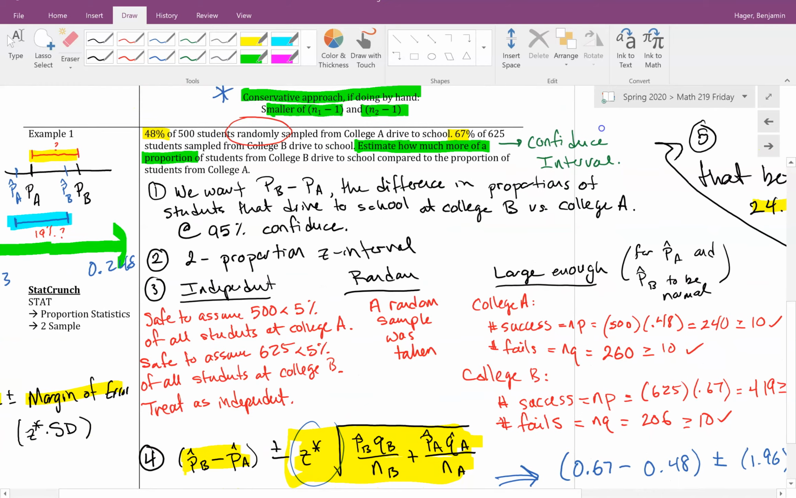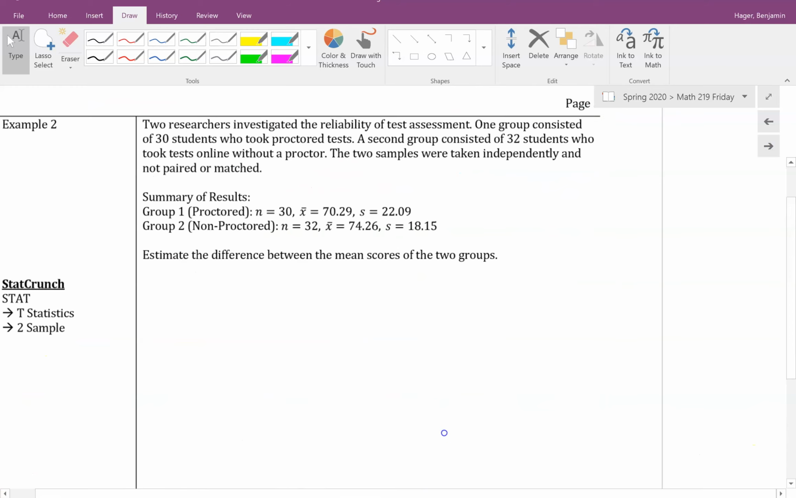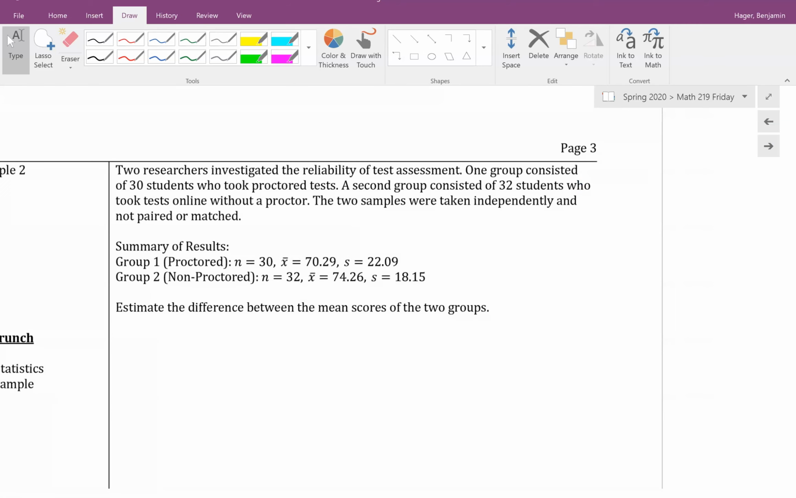This is all proportion stuff we already did. So we skipped over this problem. Let's give this a shot. It says that 2 researchers investigated the reliability of test assessment. One group consisted of 30 students who took a proctored test. A second group consisted of 32 students who took an online test without a proctor. Remember, a proctor is someone watching you take the test. The 2 samples were taken independently and not paired or matched. Paired and matched, that's what we get into in the 10.4 stuff. We'll talk about that. But right now these are not paired, they're not matched.